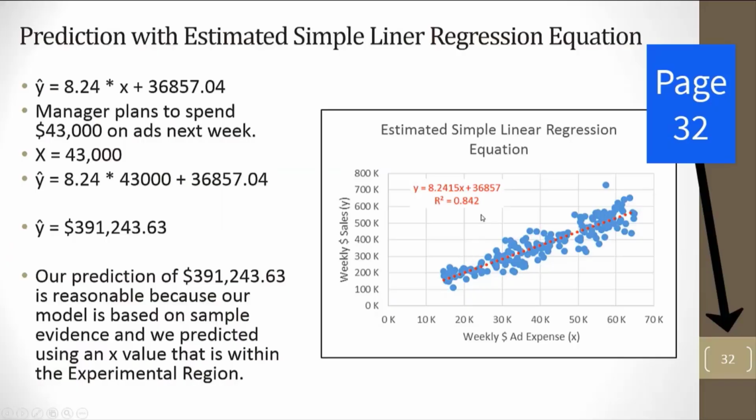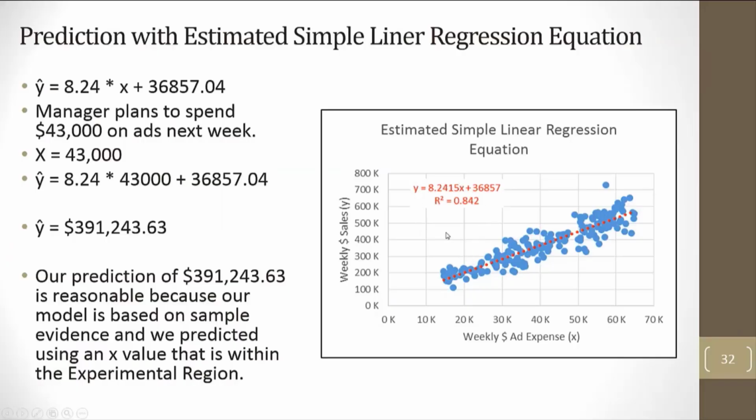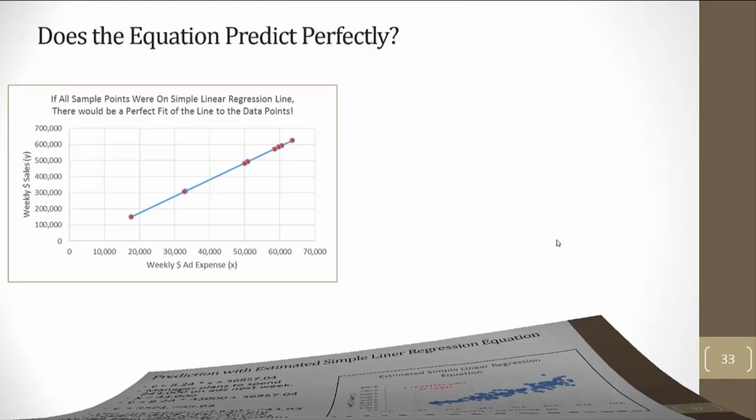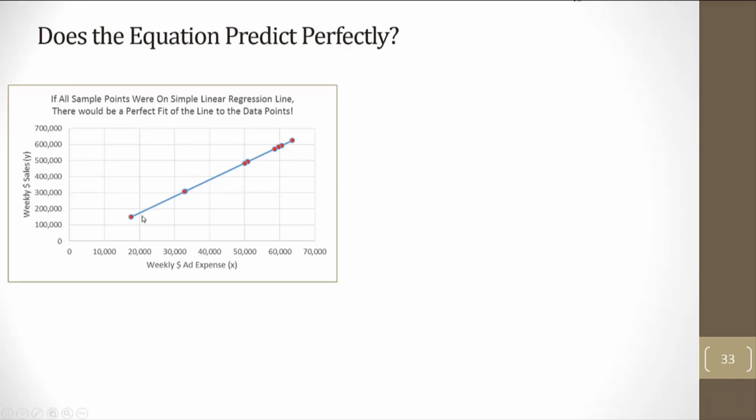Now we want to take a closer look at R squared, which is a measure of the goodness of fit of the estimated equation line to the actual data points. Now let's think about this line. What would it mean if we had a perfect equation that predicted exactly like the original sample points? Go to our next slide. It would look like this. That means we would have our line, and all of the original sample points would be exactly on the line.